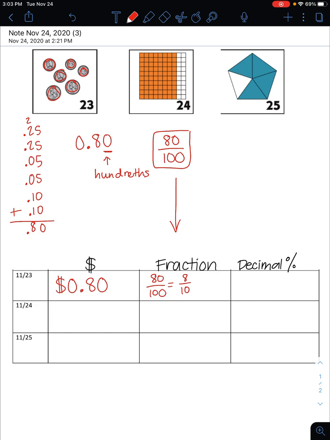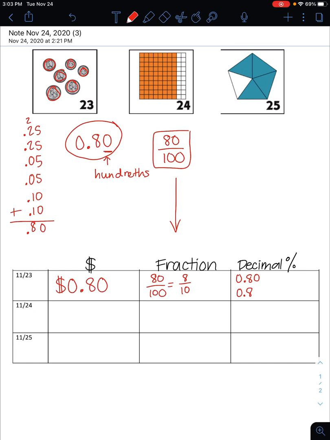Now let's move to the decimal format. I've actually already written my decimal format right here. 0.80, that's 80 hundredths. I can also write that decimal as 0.8, or 8 tenths, and those are the same value.